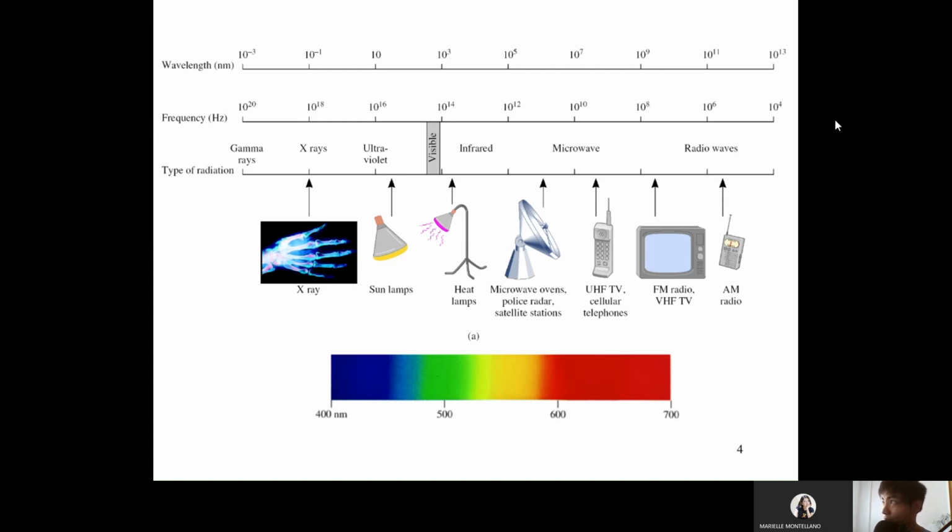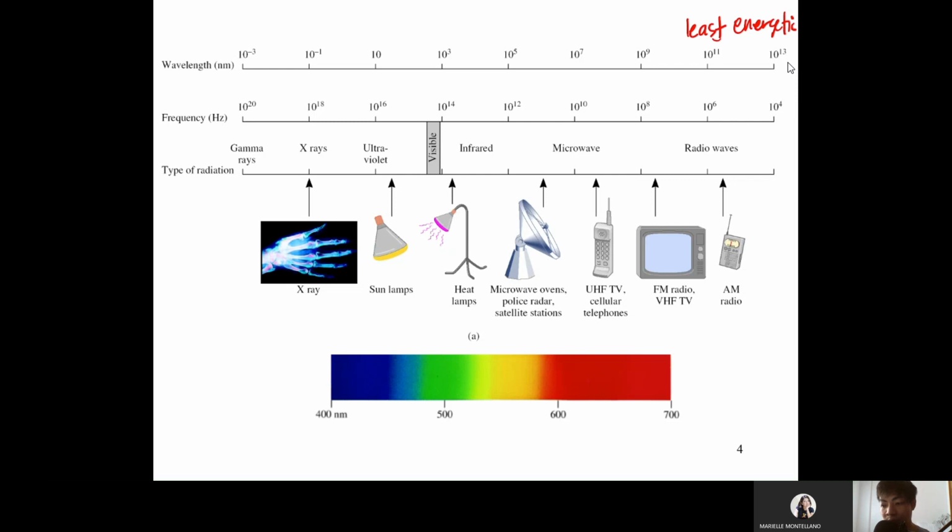Okay, so ano meron dito? On the rightmost side, we have the least energetic waves here.